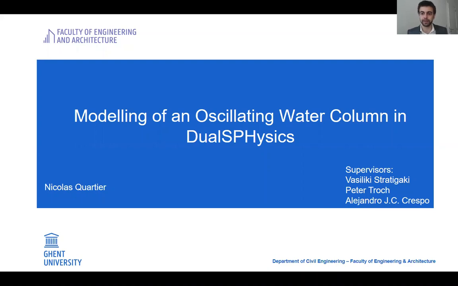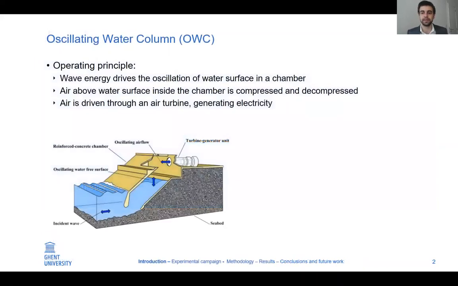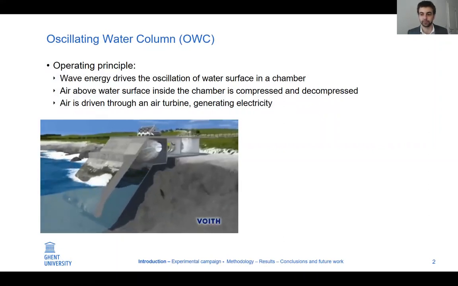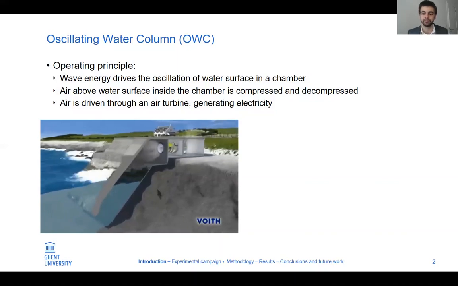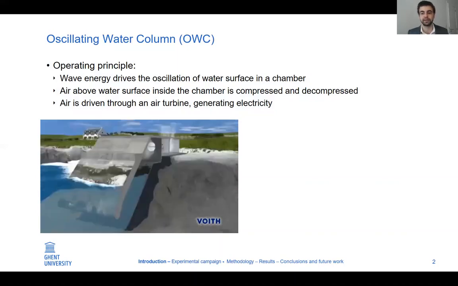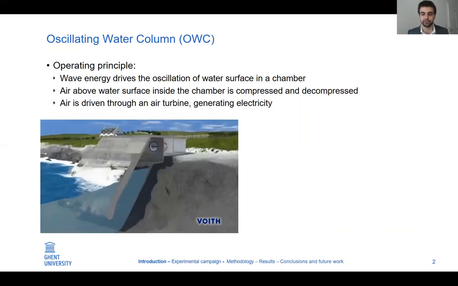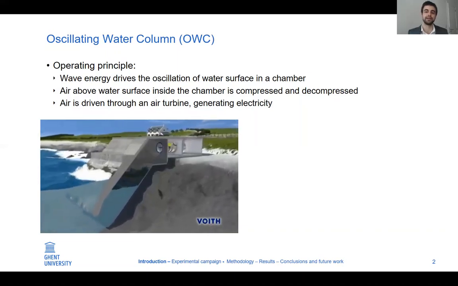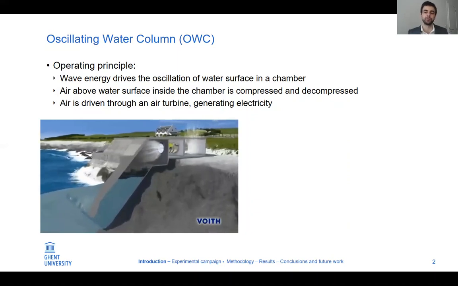I am Nicolas Quartier, a PhD student at Kent University, and I will be talking about a type of wave energy converter, or WEC, called the oscillating water column, or OWC, which is a WEC that uses the oscillation of the water surface inside a chamber to generate electricity. The arriving wave energy drives the oscillation, thereby compressing or decompressing the air above the water surface inside the chamber. This air is then driven through an air turbine, thus generating electricity. These OWCs can be floating or fixed, and in this research, the fixed oscillating water column is studied.